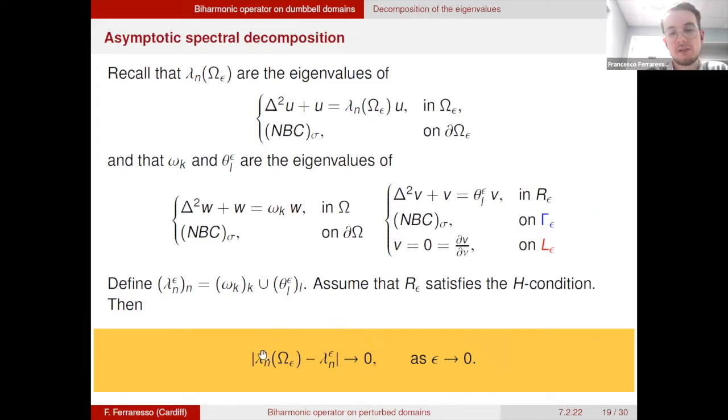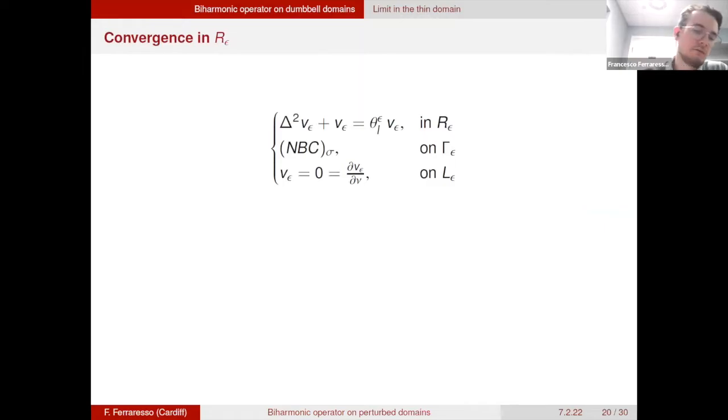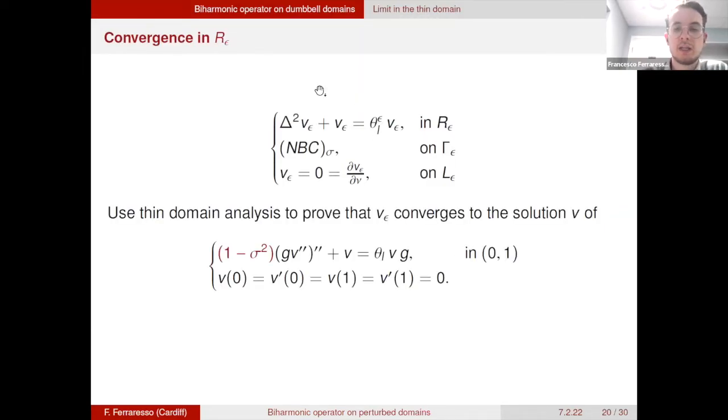And once you have this result, you can actually study what happens in the thin channel as well. And again, it's a bit technical, but what you can prove is that in the limit, the eigenvalues will converge to the eigenvalues of an ODE in the segment 0, 1 with Dirichlet boundary conditions at the extremal points. But the interesting point is that this quite interesting factor 1 minus sigma squared appears in front of the principal operator here. And this is interesting because of the following.